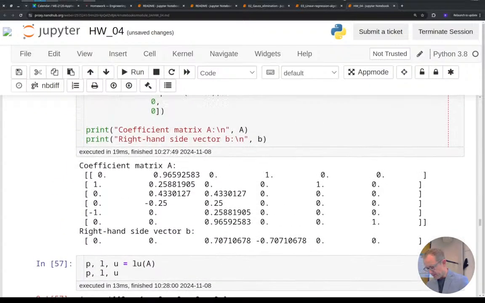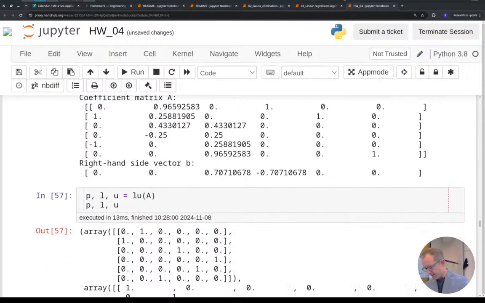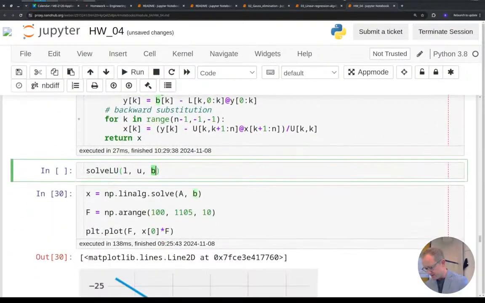Sorry, I have to go back up and check. Yeah, my right-hand side is B. If I want to have 100 newtons, then I'll say B times 100. But since I used partial pivoting, I also want to pivot the output of B. So I want to take that right-hand side and multiply by the pivot transposed.